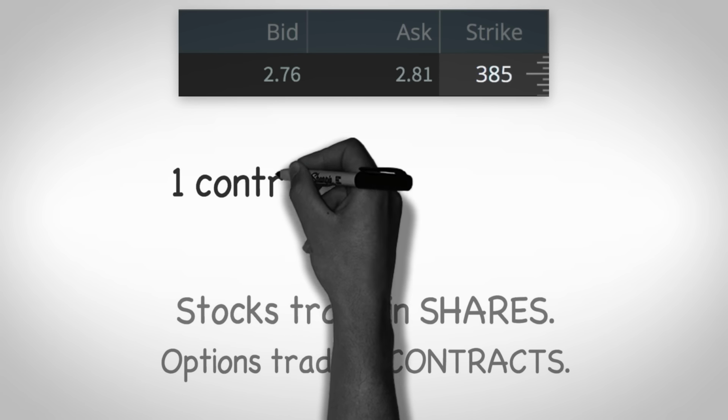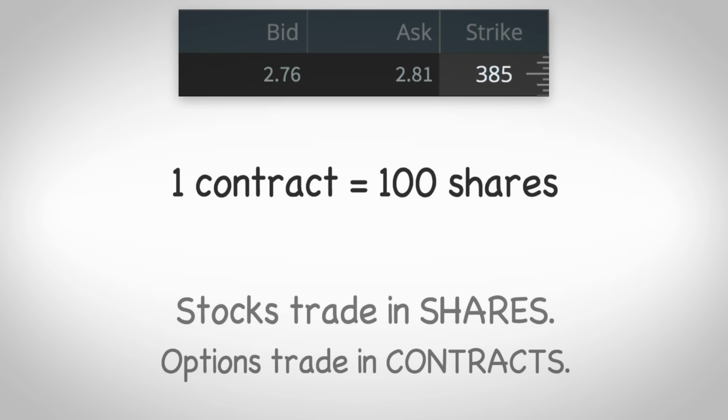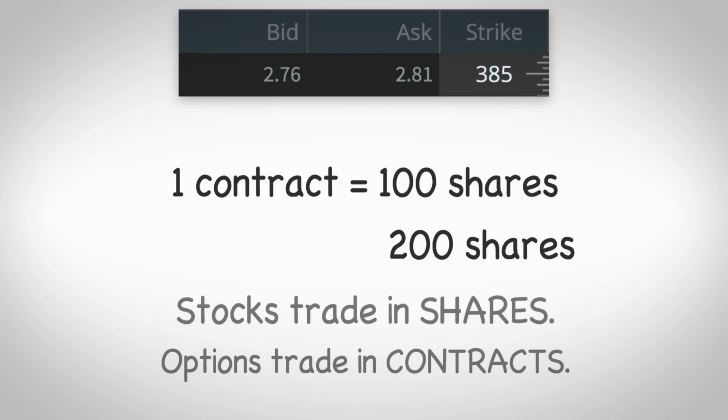And one option contract is going to control 100 shares of stock. Let me explain. Remember, a call option gives us the right to buy stock at its strike price at a later date. Okay, so if we wanted the right to buy 100 shares of stock at a later date, then we would have to purchase one option contract. But if we wanted the right to buy 200 shares of stock at a later date, then we would have to purchase two contracts. So that's what we mean when we say one contract controls 100 shares of stock.